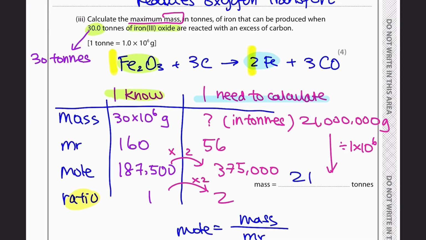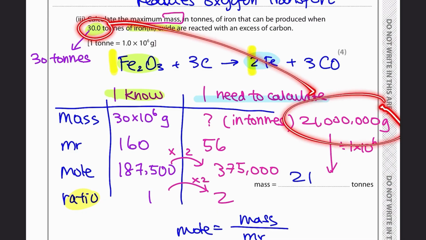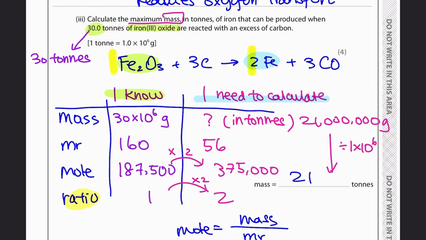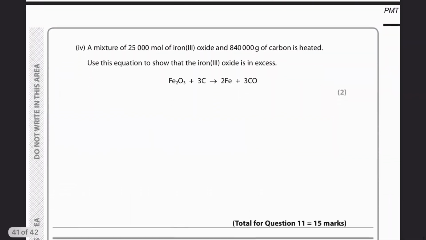Is that okay? And just use your brain for what I call a logic check. If you start off with 30 tons, does it make sense if you ended up with 21 million tons? No way, right? That's not very likely. Now, if you ended up with 21 tons, that sounds a lot more feasible. So just use your brain to see if your answer even makes sense.